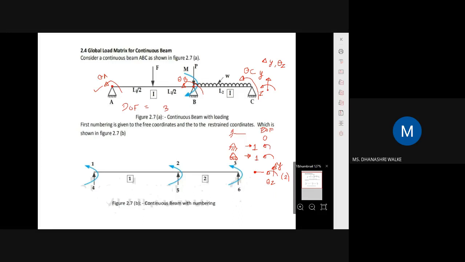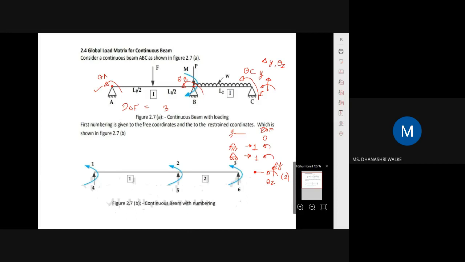Degree of freedom is freedom, free to move, or degree of freedom gives you the values of joint displacement. Means at joint A, in which direction will it be free to move? In Z direction. And which type of displacement? Rotational displacement. So at A, theta A, at B, theta B, and at C, theta C. So three unknown joint displacements are there: theta A, theta B, and theta C. 3 degrees of freedom. So these three values you have to find out.